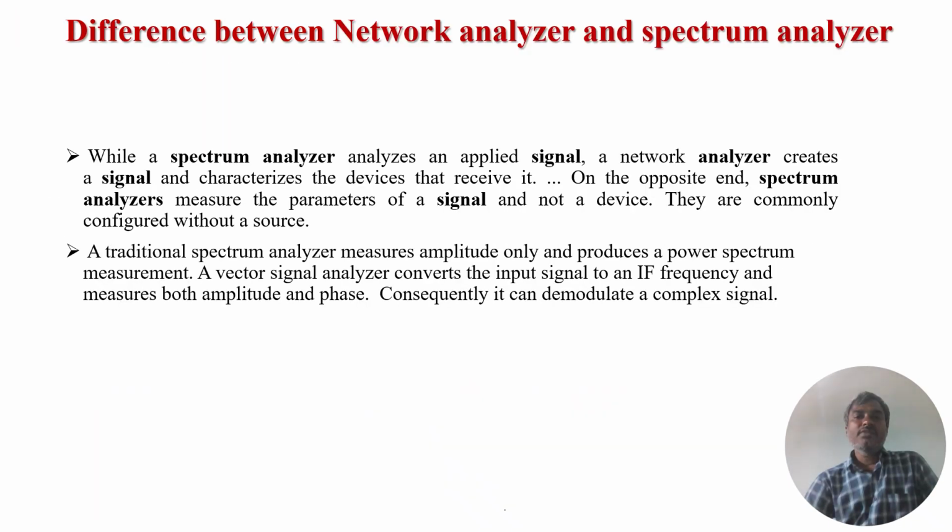The fundamental difference between network analyzers and spectrum analyzers is that spectrum analyzers are used to analyze the input signal, whereas a network analyzer creates a signal which is applied to the device under test. With the help of the output signal from the device under test, the device is characterized. On the other hand, a spectrum analyzer measures the parameters of a signal and not a device. They are commonly configured with a source.